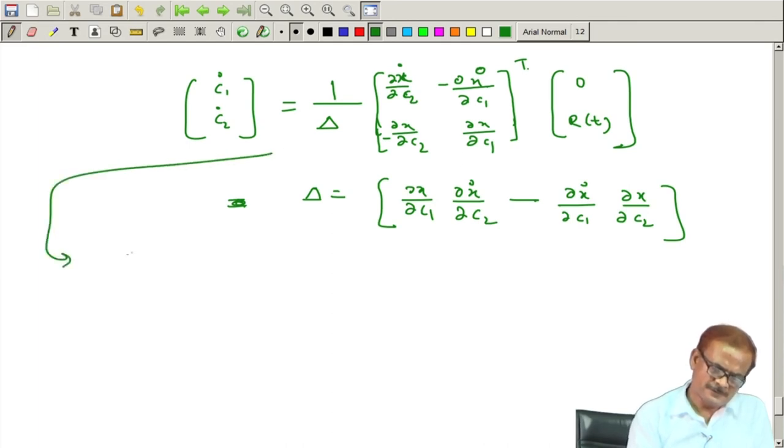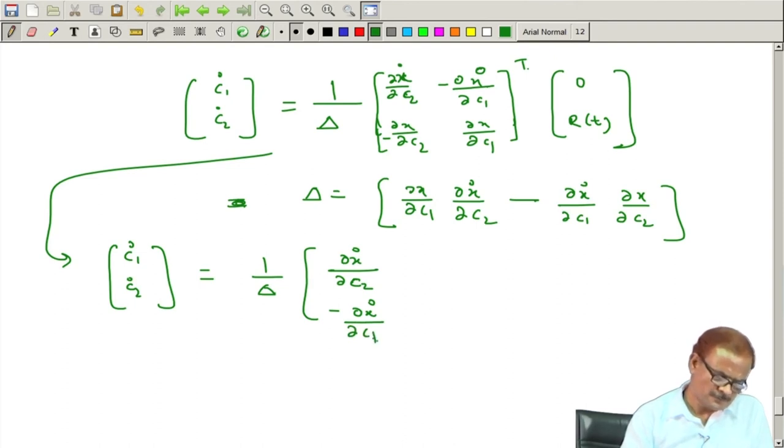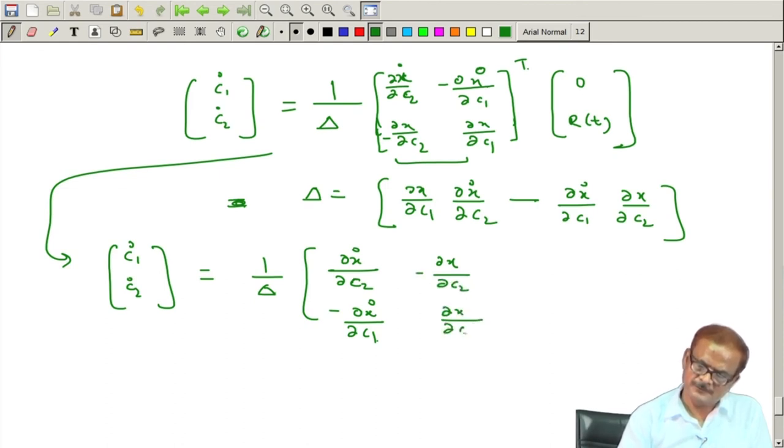Okay, so from this place we get ċ1, ċ2 equal to 1 by delta, taking the transpose of this: ∂ẋ/∂c2 minus ∂ẋ/∂c1. And then the last row, ∂x/∂c2 with a minus sign and ∂x/∂c1, and 0, r(t).